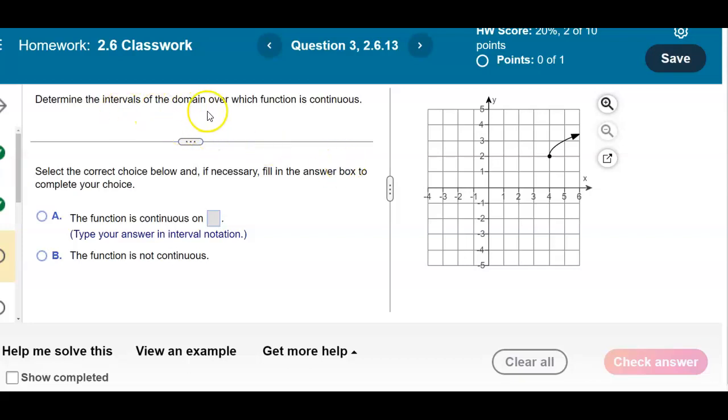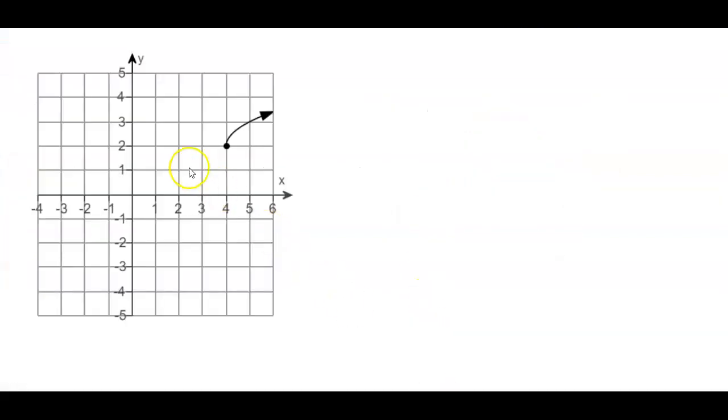Determine the intervals of the domain over which the function is continuous. And so here we have our graph. Okay, so let's take a look at the graph. Now remember, we need to first know what continuous means.